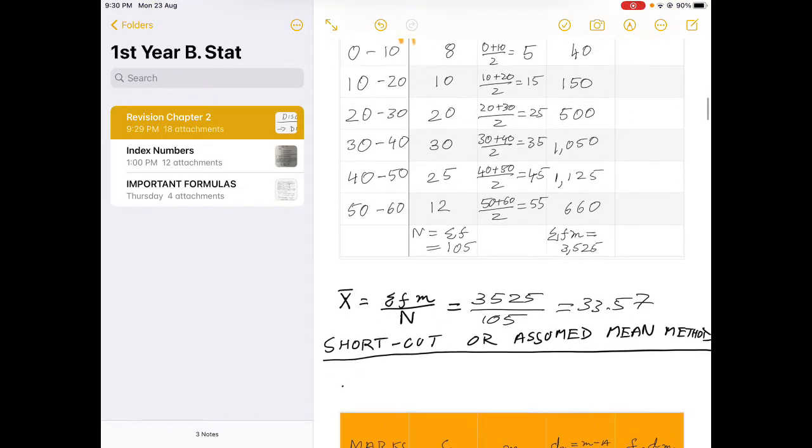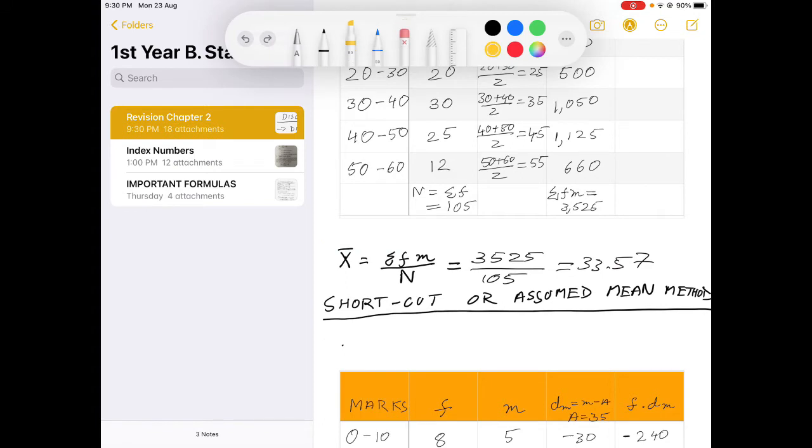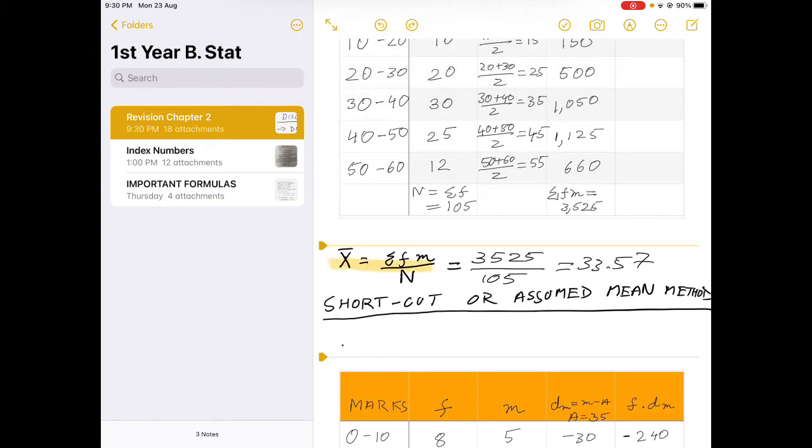Now, once we have found that, we insert this value into the formula. X bar is equal to sigma f into m divided by n. So we substitute 3525 for sigma fm, and for N we substitute 105. Using a calculator, we get the value 33.57.